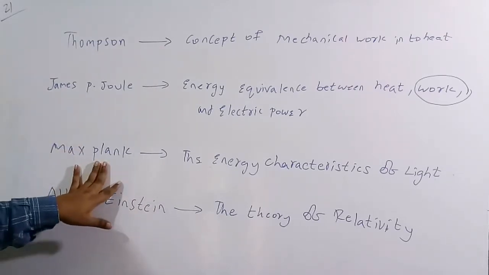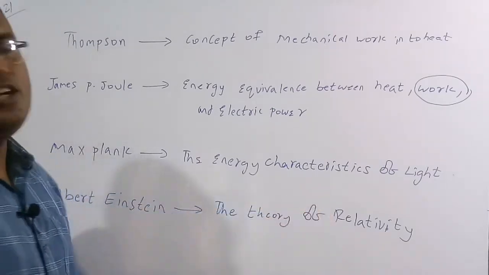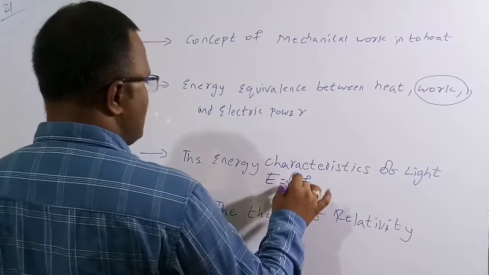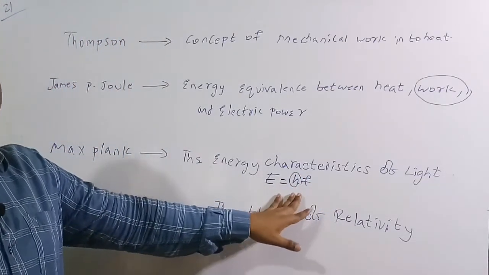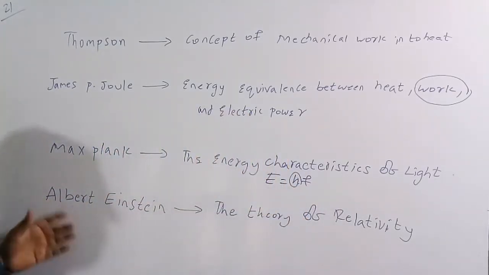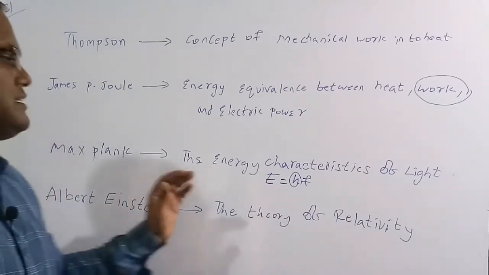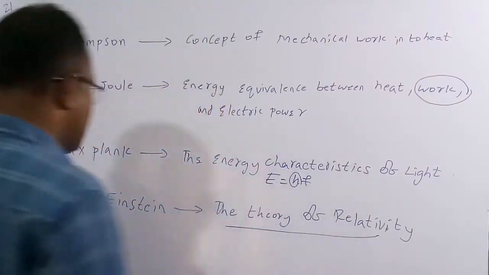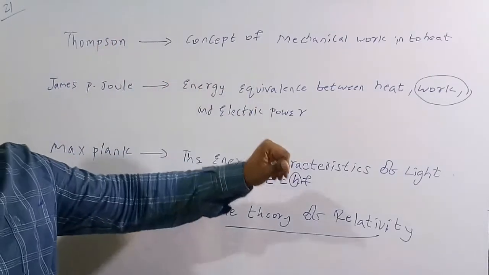And also Max Planck. Max Planck gave the energy characteristic of light. If you see carefully, there is one formula, energy is equal to h into frequency, where h is called the Planck's constant. On his name only they have given the Planck's constant, which is h. So this is the energy characteristic of light, which was given by Max Planck. And the famous concept given by Albert Einstein is the theory of relativity. So these are the scientists and their corresponding concepts.